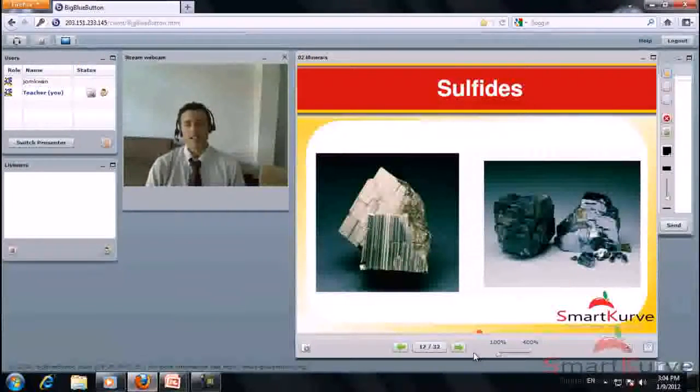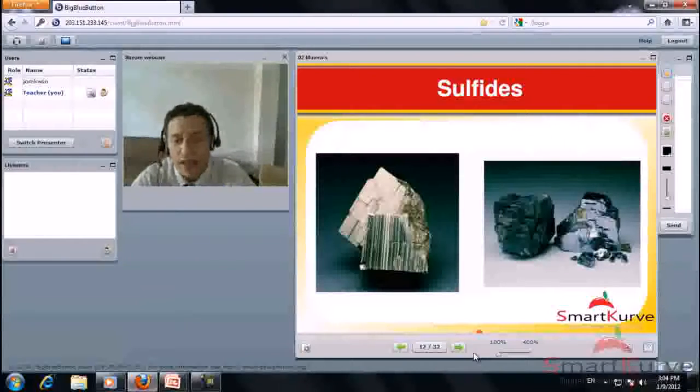On the next slide, 17, we see examples of sulfides. The one on the left, here we go. That is iron sulfide, commonly known as fool's gold, because you can see the color. It looks very much like gold.